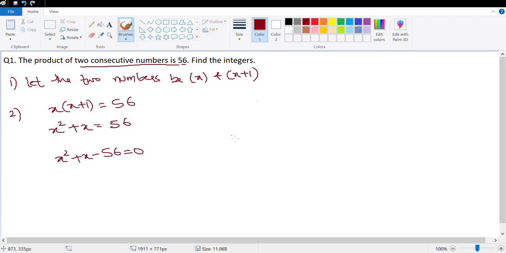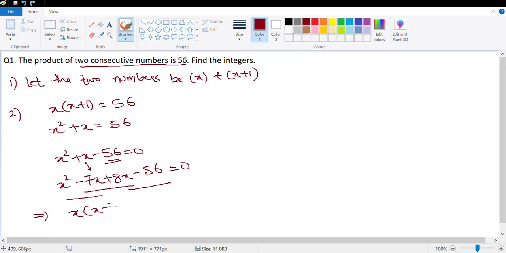So now we have a quadratic equation. I need to find factors of negative 56, the sum of which should be plus 1. This one is fairly simple. It will be negative 7 and plus 8. So that's x squared minus 7x plus 8x minus 56. I have split x into negative 7x plus 8x. Now I'll group these like this: x squared with negative 7x, which is x times x minus 7, and 8x with negative 56, plus 8 times x minus 7, is equal to 0.